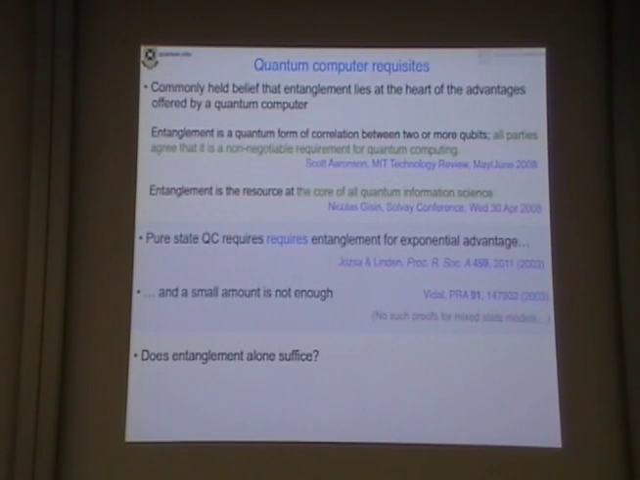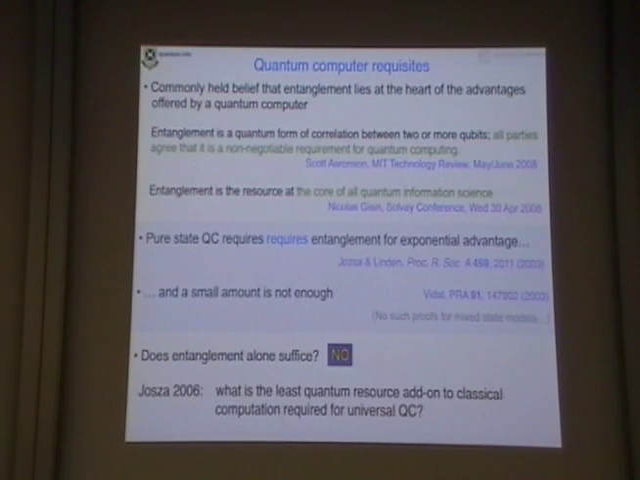So, if you have entanglement, is that enough to build a quantum computer? And the answer is no. So the question you can ask is, if I've got a number of pure systems and I've got entanglement, what's the least little step I need to do to build a quantum computer? I'm an experimentalist, I'm lazy, I'd like to know the least work that's required.